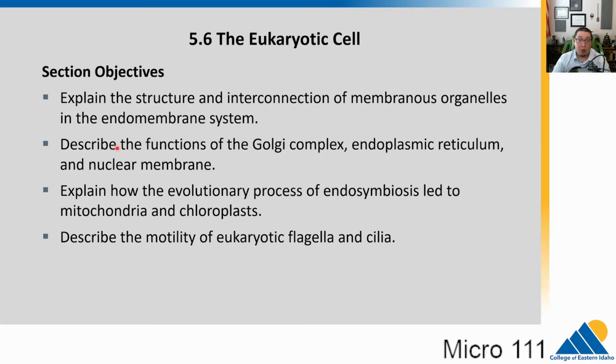We're going to talk about the functions of some of the parts, the Golgi complex, the endoplasmic reticulum, and the nuclear membrane. Those are all part of the endomembrane system. We're going to talk about the evolutionary process of endosymbiosis, which we've seen previously, but we'll hit again for mitochondria and chloroplasts, which are two eukaryotic organelles. And then we'll talk about motility of eukaryotic cells. Some eukaryotes have a flagella on their cells, and some have hair-like projections called cilia. So we'll see those.